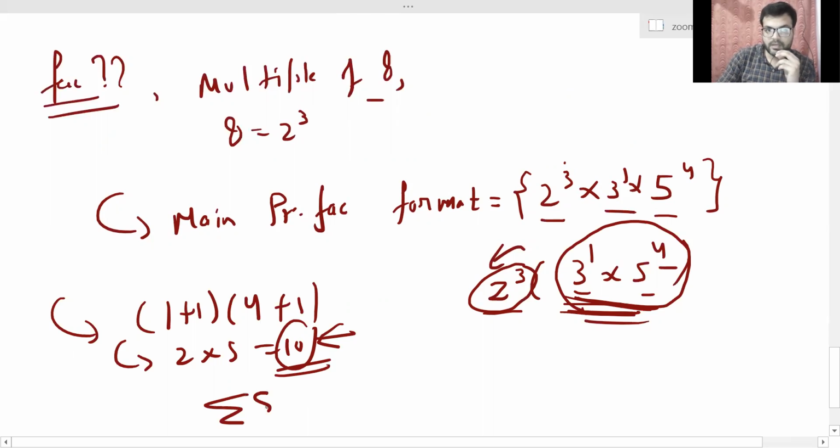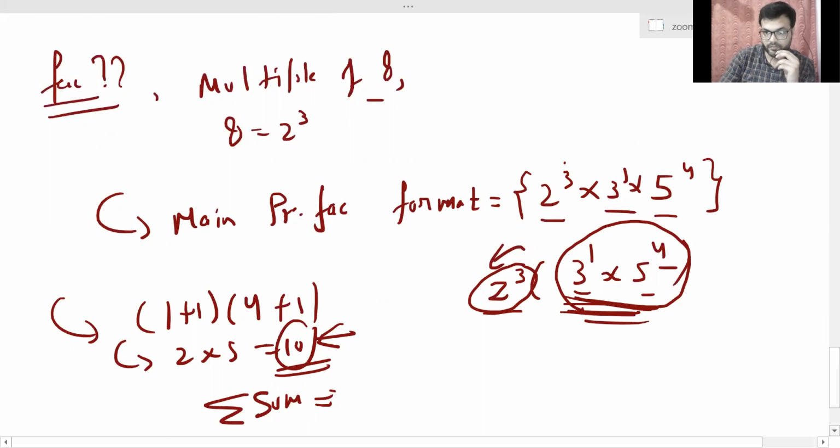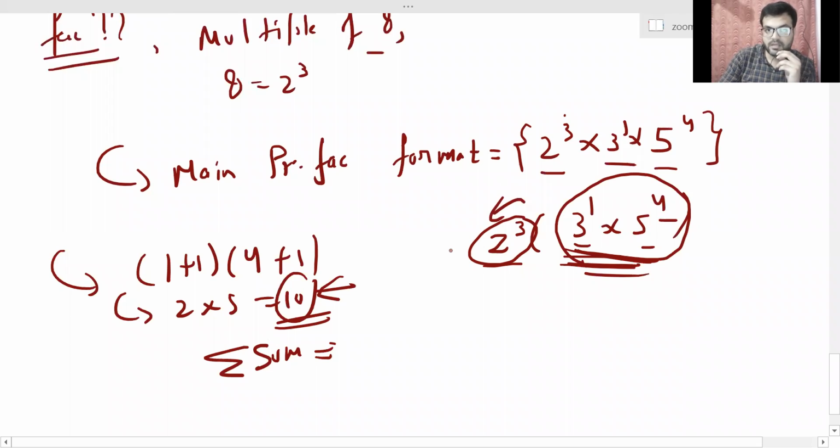Now, if I have to find out the sum of all these 10 factors, guys, listen to me very carefully. As you have taken three 2's out, in the first bracket for the first prime number, which is 2, we will not be starting with power 0. We will not be starting with the power 1. We will not be starting with the power 2. We will not be taking these three terms. Why? Because we have taken three 2's out from this format.